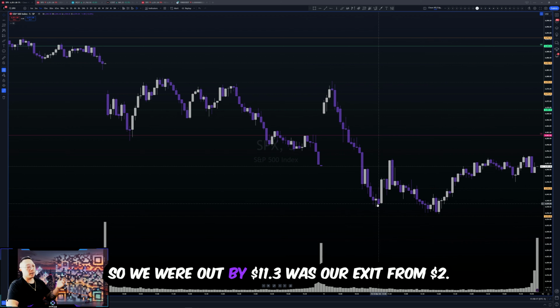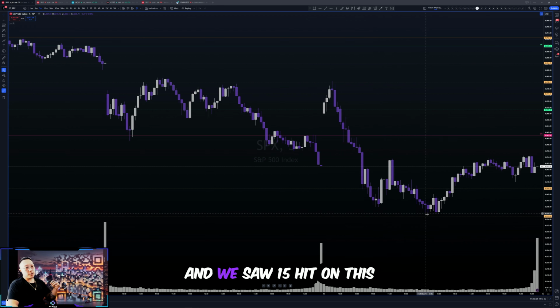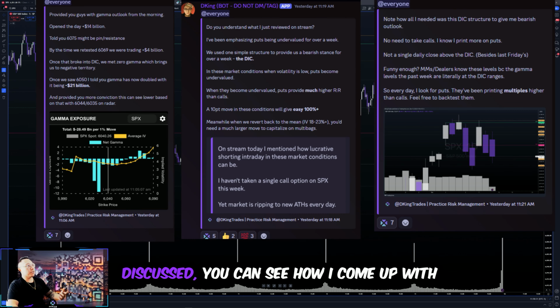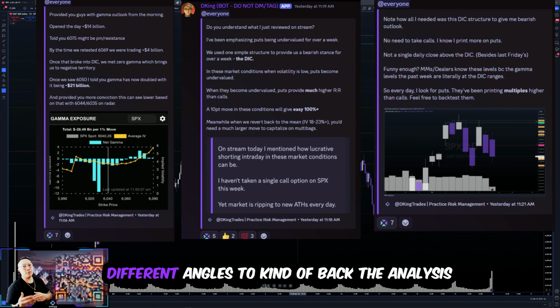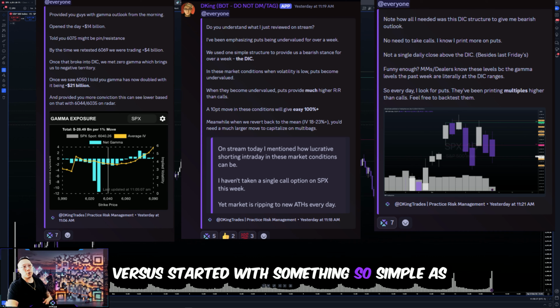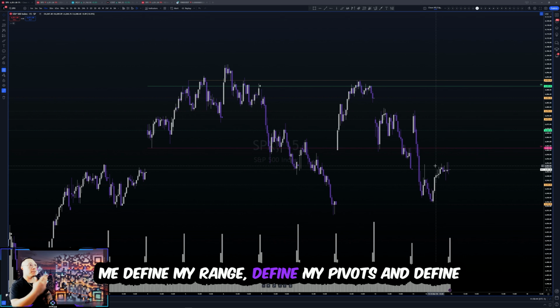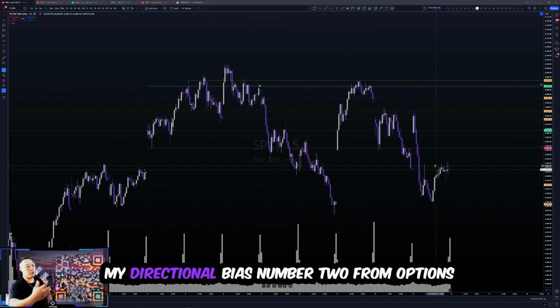So we were out by 11.3 was our exit from 2. And we saw 15 hit on this retest of this 60.35 area. If you pay attention to everything that I discussed, you can see how I come up with different angles to kind of back the analysis. First, it started with something so simple as the daily insight candle. Okay? This is already helping me define my range, define my pivots, and define my directional bias.